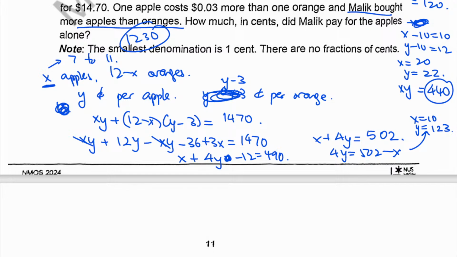Okay, just as a sanity check, 10 times 123 plus 2 times 120 is 1470. So the oranges indeed cost 240, because there are 2 oranges and each of them is 1.20.